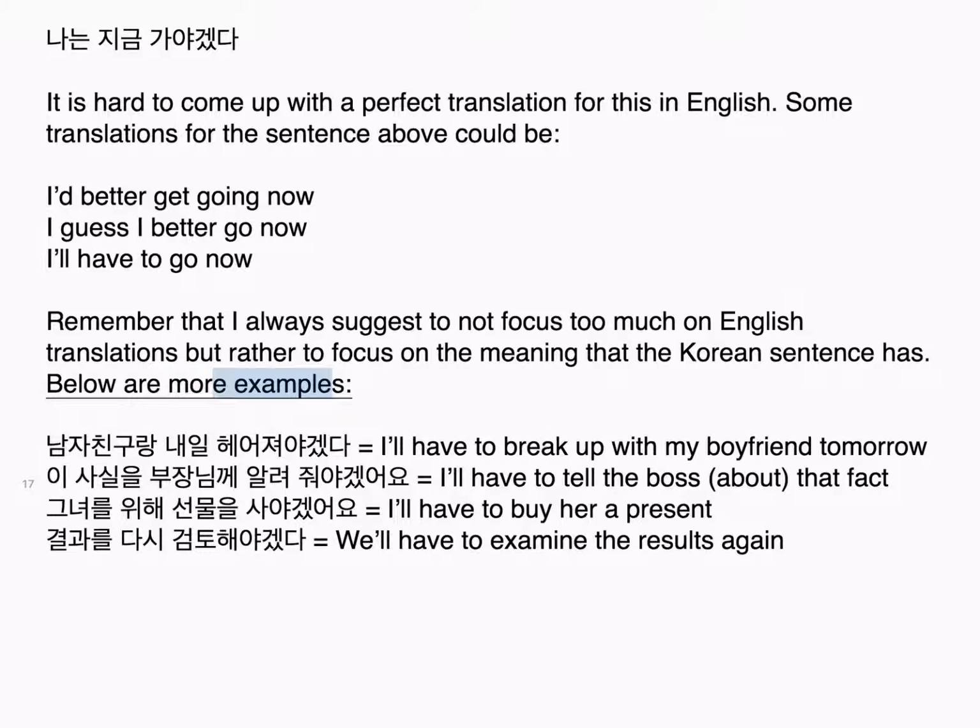Below are more examples. 남자친구랑 내일 헤어져야겠다. I'll have to break up with my boyfriend tomorrow. 이 사실을 부장님께 알려줘야겠어요. I'll have to tell the boss about that fact. 그녀를 위해 선물을 사야겠어요. I'll have to buy her a present. 결과를 다시 검토해야겠다. We'll have to examine the results again.